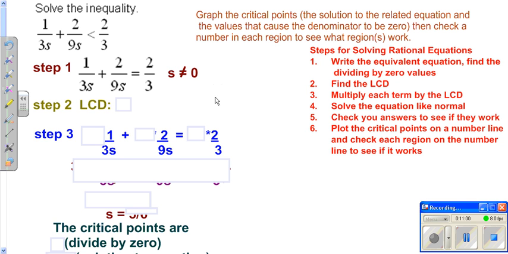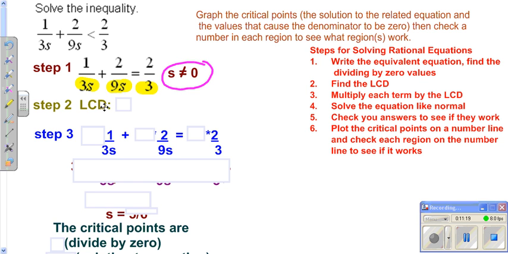Now we're going to look at solving inequalities that are rational. They're very similar, however you got to do a couple extra things. You got to look at what causes the bottom to be 0. So what will cause any of your denominators to be 0? That happens to be when s is 0.